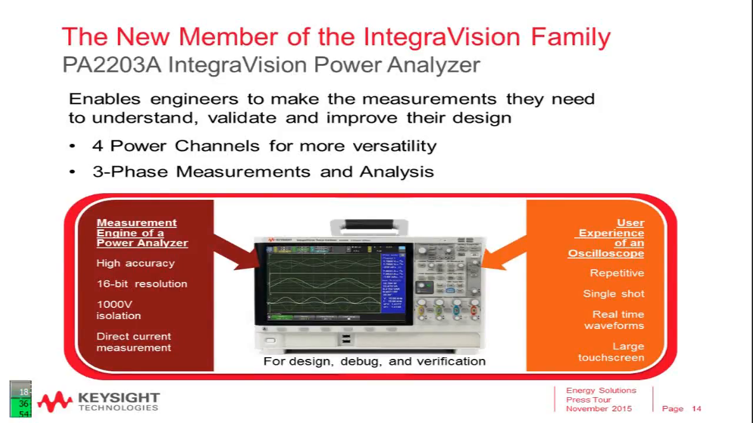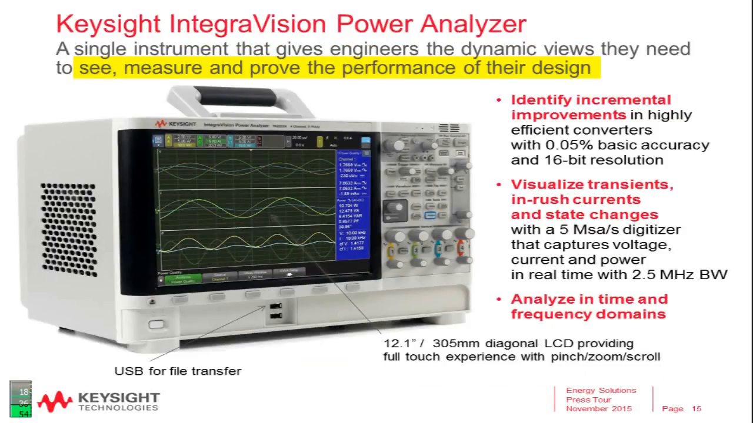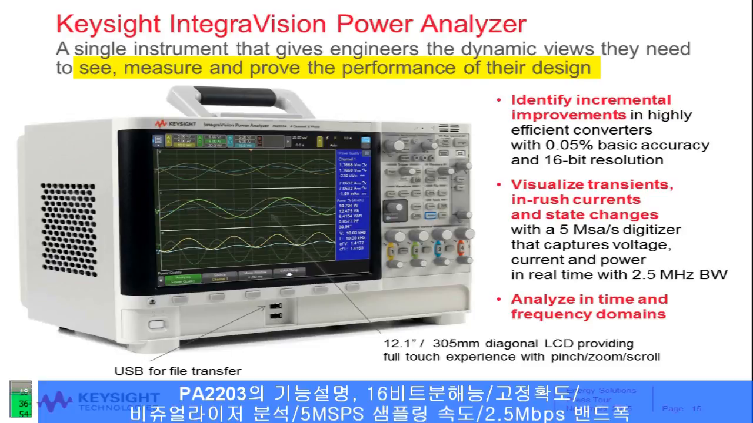phase. So, the Keysight IntegraVision Power Analyzer is a single instrument that allows engineers to see what's happening because they can see the waveforms, to measure what's happening, and that's this blue box here gives them all the measurements on their AC power, now for three-phase, and therefore to prove the performance of their designs. It's a highly accurate family of instruments with 0.05% basic accuracy and 16-bit resolution.